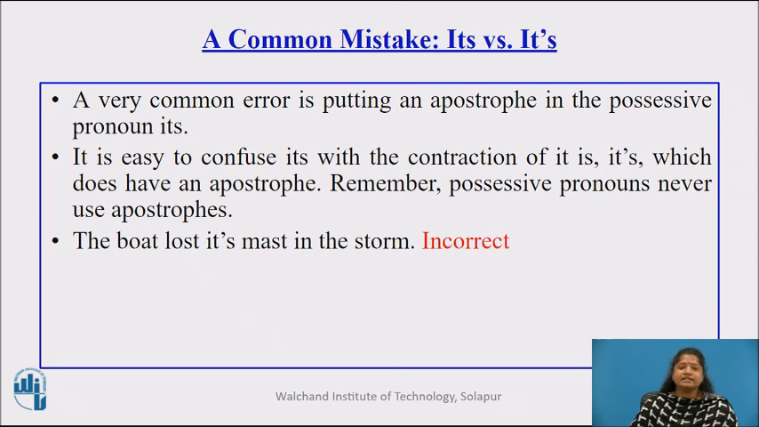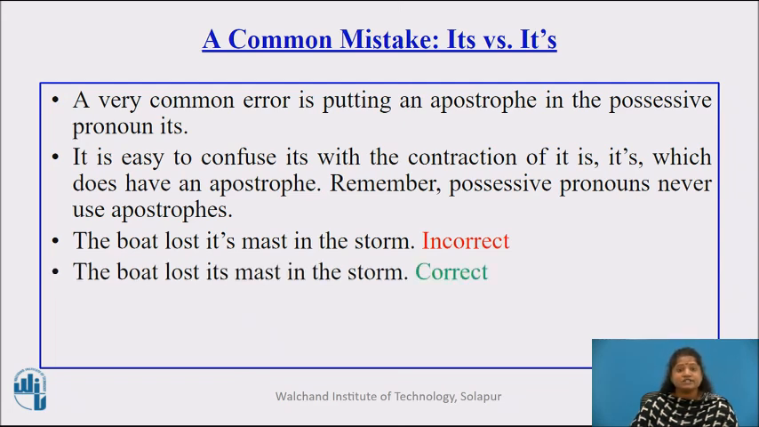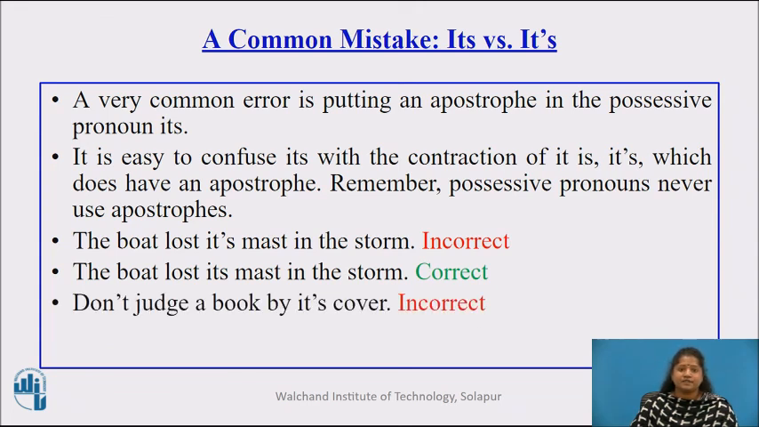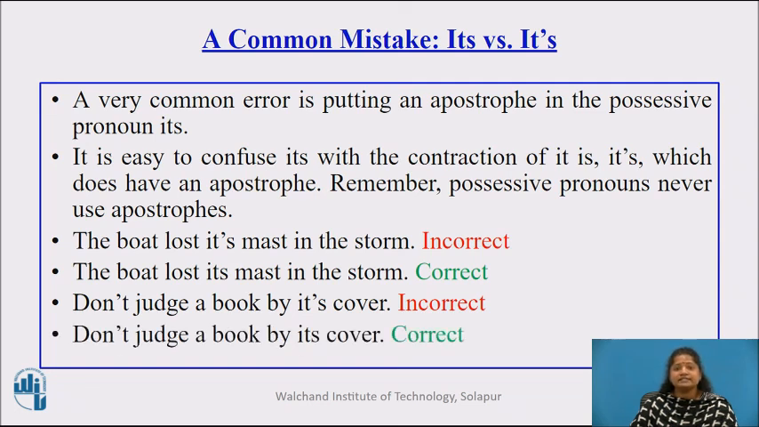So if we say the boat lost it's mast in the storm, here the apostrophe is there, so it is incorrect. Instead of that, we have to remove the apostrophe and the second sentence is correct. The boat lost its mast in the storm. Here its is used without apostrophe. If we write don't judge a book by it's cover with apostrophe, it is incorrect. We have to write the possessive pronoun its without apostrophe.